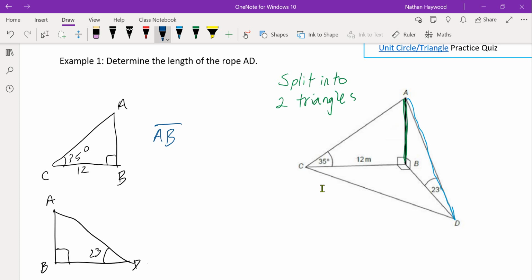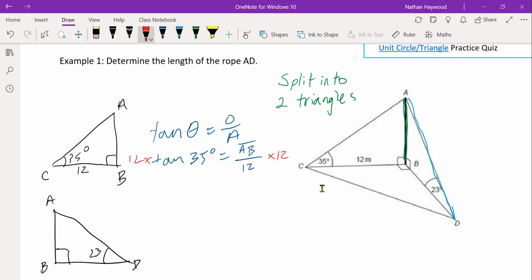Alright, so we've got an angle, we want to find the opposite, and we also know the adjacent. So what is opposite adjacent? Very good. Tan theta is opposite over adjacent. So sub in the angle, sub in the sides. The opposite is AB. The adjacent is 12. And then multiply both sides by 12, and you have AB by itself, because we've eliminated the 12 on the bottom.